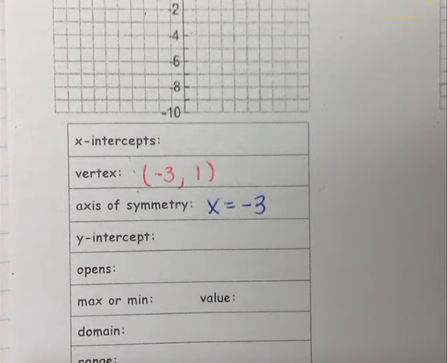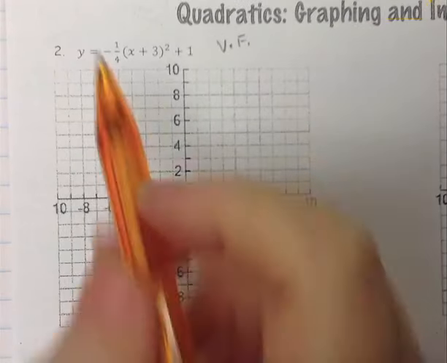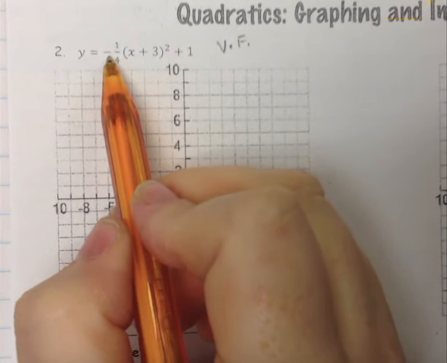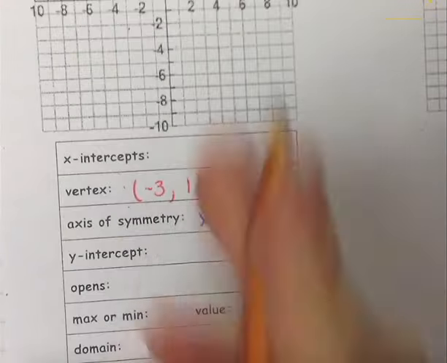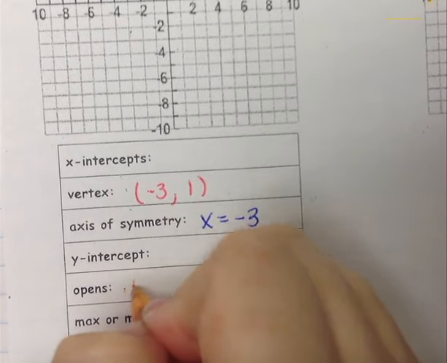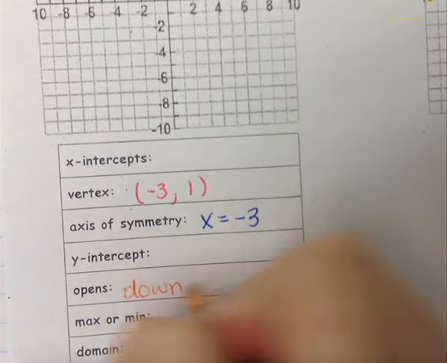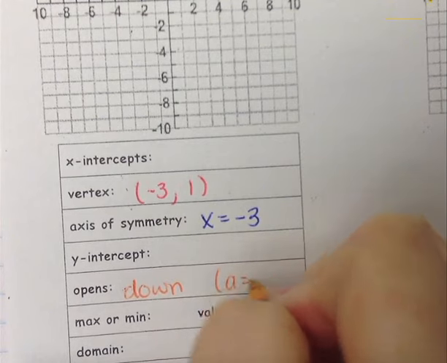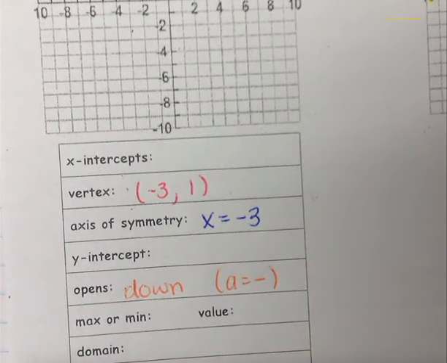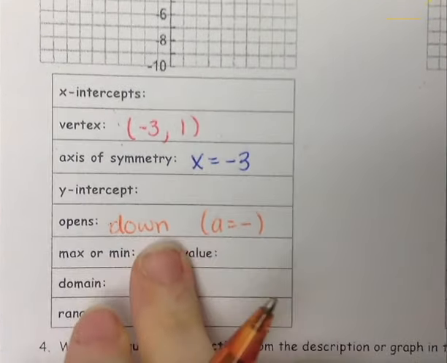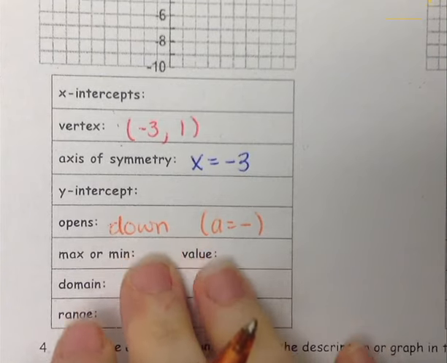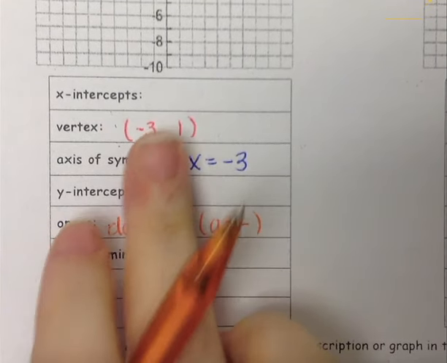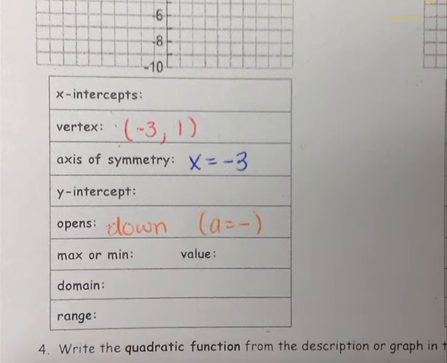I will determine if it opens up or down by looking at the equation. Since that a value here is negative, this graph is going to open down. I'm going to put it opens down. I'm going to make a note because a is equal to a negative. From here, I can answer almost everything here because of my vertex and my a value.